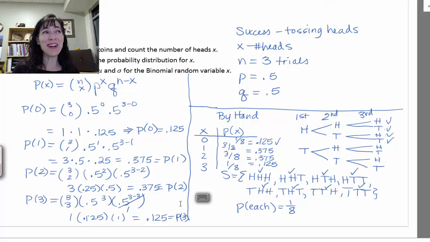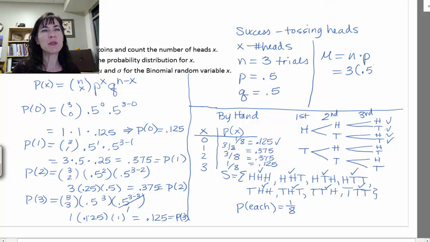Now, unfortunately, we're not quite done, because this problem is also asking for us to find mu and to find sigma. So we need to use our little formulas that we have from above, and mu is n times p. So n in this case is 3, and p is the probability of success, so times 0.5, and that means my mu is 1.5. That's what I was thinking.